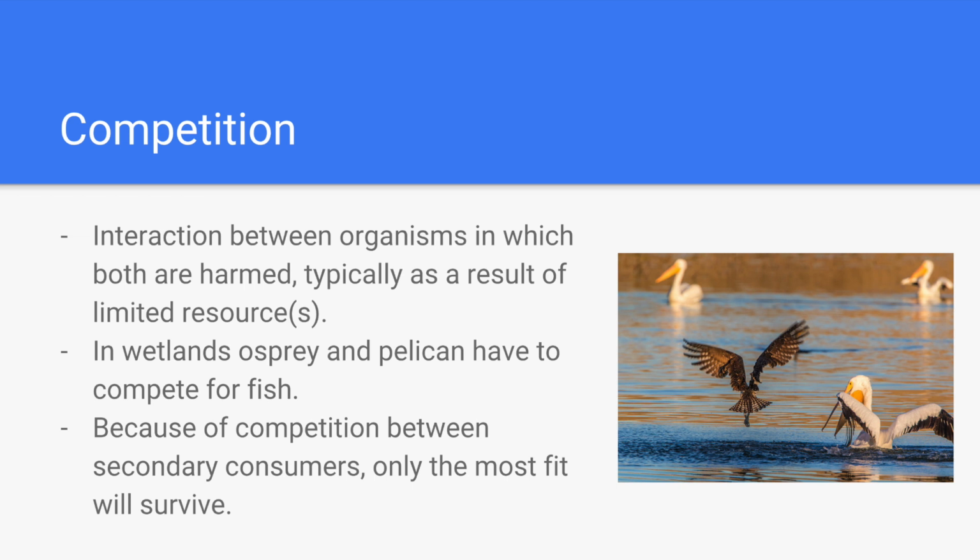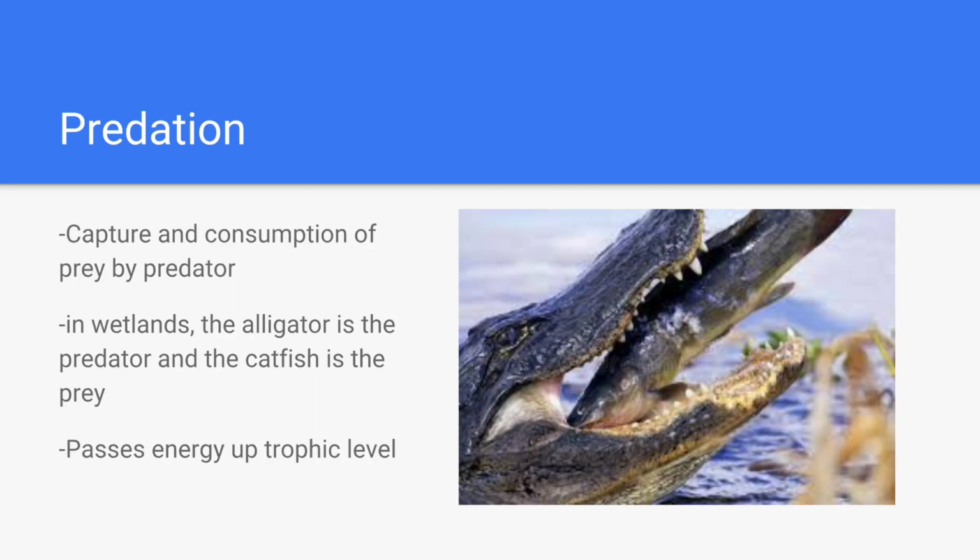Although this is just one example, competition can be seen on all levels of the food web, anywhere from autotrophs to tertiary. In the wetland and estuary environment, there are many examples of predation as well.